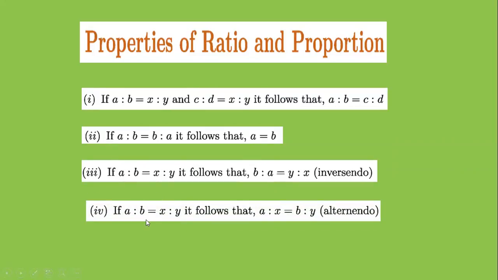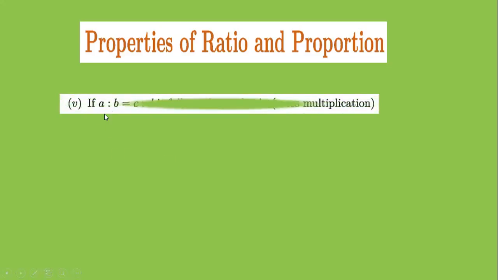Number four: if a ratio b equals x ratio y, it follows that a ratio x equals b ratio y, alternando. Number five: if a ratio b equals c ratio d, it follows that ad equals bc, cross multiplication, because a ratio b equals c ratio d means a by b equals c by d. By cross multiplication, we get ad equals bc.